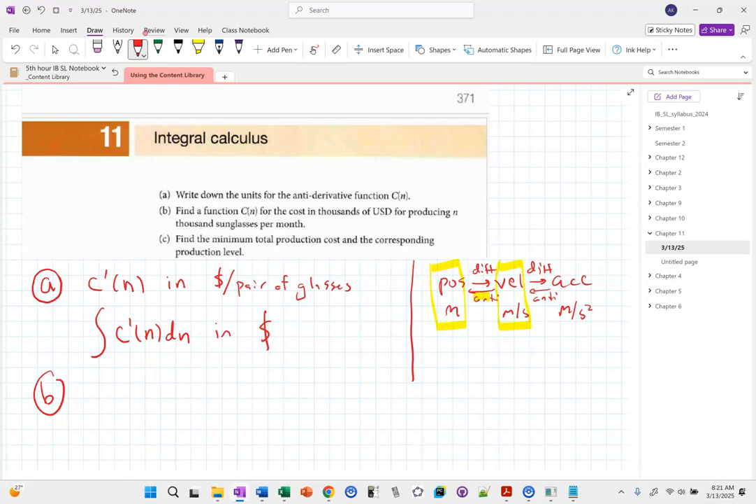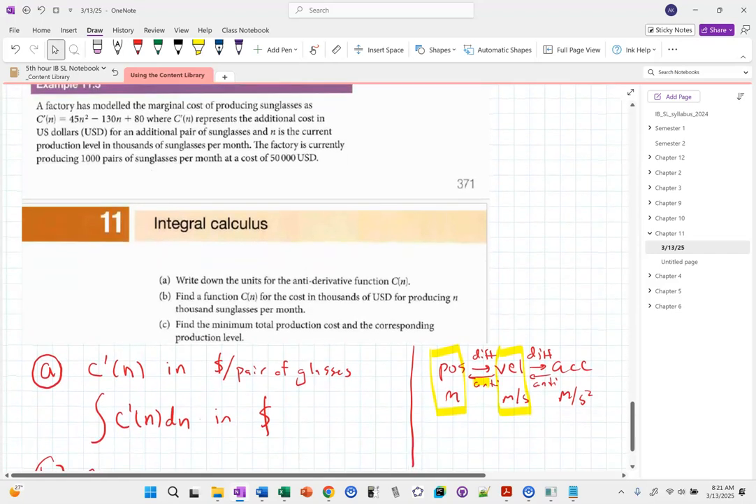It says find a function C of n for the cost in thousands of US dollars for producing n thousand sunglasses per month. Okay, so to do this, we're going to just take the antiderivative of this thing.